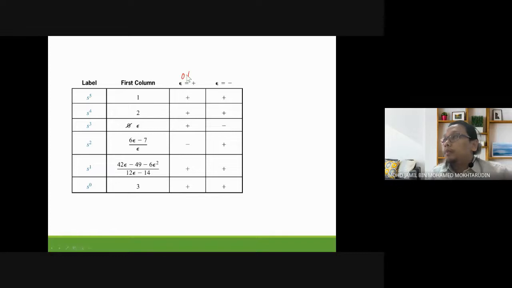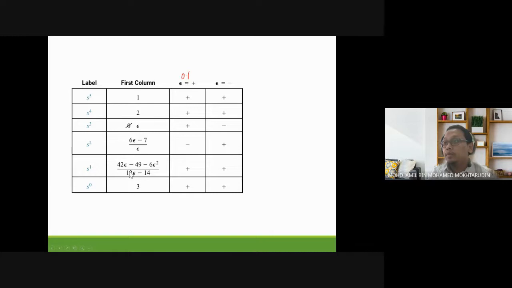So you replace epsilon with 0.1. Okay, so in the first row, s power 5, the value is positive, as s power 4 is also positive. So when epsilon is a small positive number, you get positive. And then you replace epsilon with 0.1 in the second row, the row s power of 2, so you get a negative.